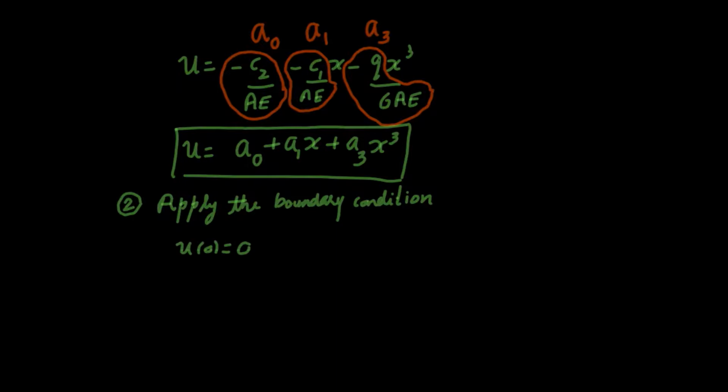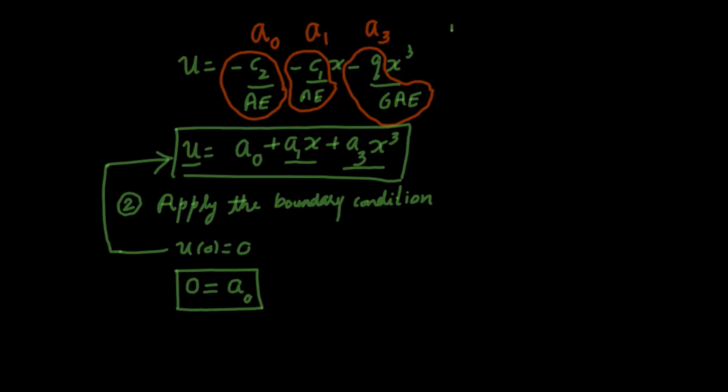If you reflect this particular boundary condition on this particular trial solution, at x is equal to 0, the a1x term becomes 0. At x is equal to 0, this term becomes 0. At x is equal to 0, u should become 0. So what will happen to this equation? You say u becomes 0, so 0 is equal to a naught plus 0 plus 0. So a naught becomes 0. So that is what we get when we apply the first boundary condition.